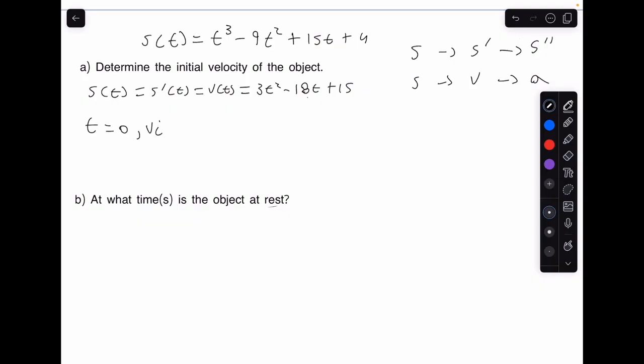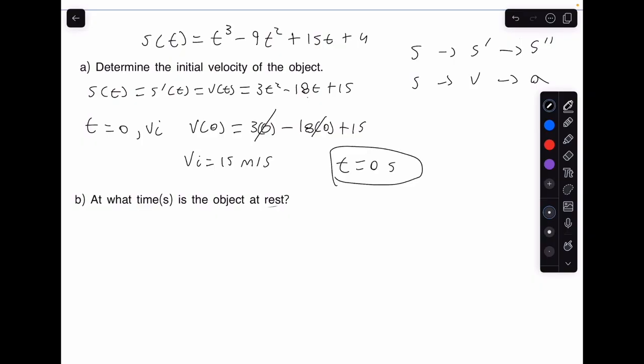all we have to do is plug in 0 into our velocity equation, right? So v of 0 is equal to 3 times 0 squared minus 18 times 0 plus 15, which gives us 15 meters per second. So the initial velocity of the object is just 15 meters per second. Super easy. If you ever see initial velocity, that just means the start of the race, otherwise known as when time is equal to 0 seconds.